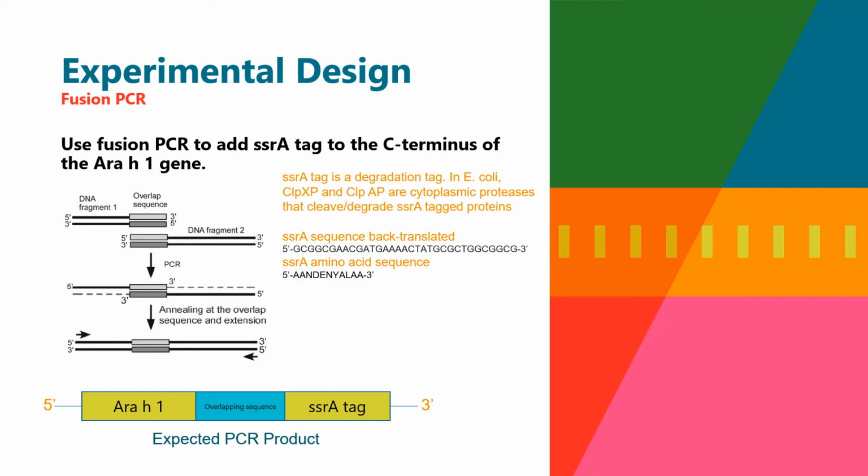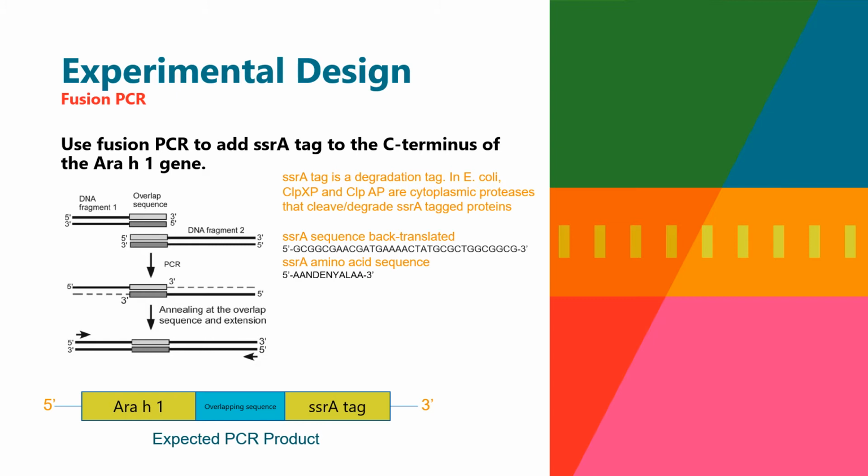So a little bit more about the tag. It's cleaved by CLP-XP and CLP-AP proteases. There's a few others, but those are the 2 major ones. So these proteases will detect that SSRA tag and start unfolding the protein. That protein will then be translocated into the CLP-XP or AP protease, and then is degraded. And that whole process is driven by ATP hydrolysis.